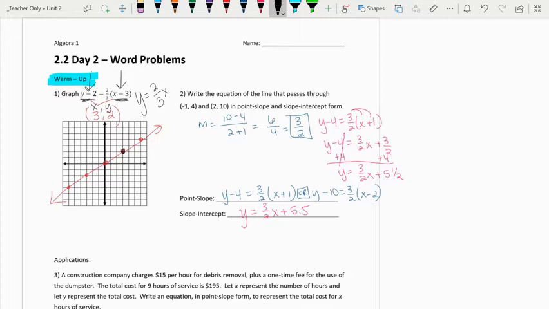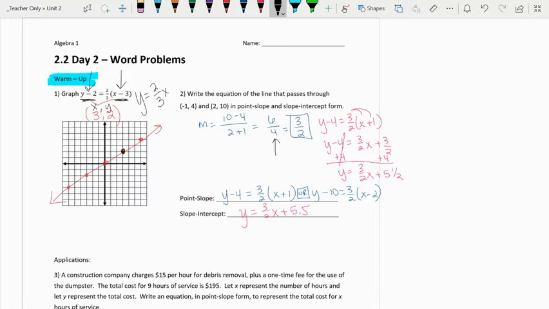On number 2, in the blue, you can see that I solved for slope. Remember, you subtract the y's over the x's. So you could do 10 minus 4 over 2 minus -1, or you could have done 4 minus 10 over -1 minus 2. Either way, you would have gotten 3/2. If you just use 6 over 4, make sure you reduce.